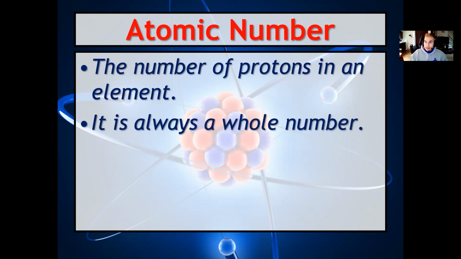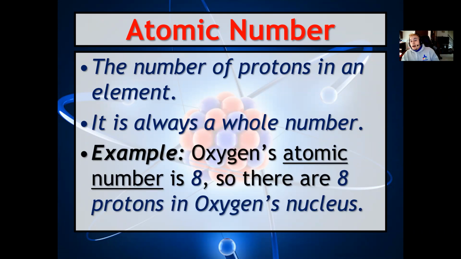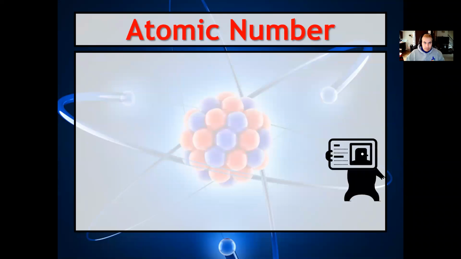It's always a whole number. It's never going to be like 1.1, 1.3, or 7.6. It's always going to be a whole number. For example, oxygen has an atomic number of 8, and that means there are 8 protons in oxygen's nucleus.